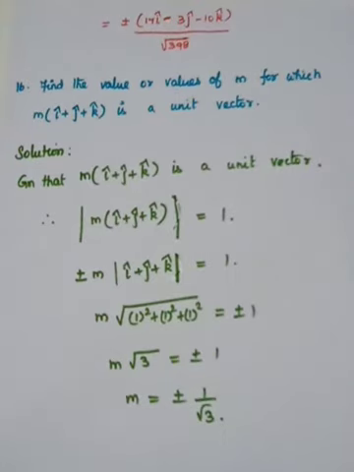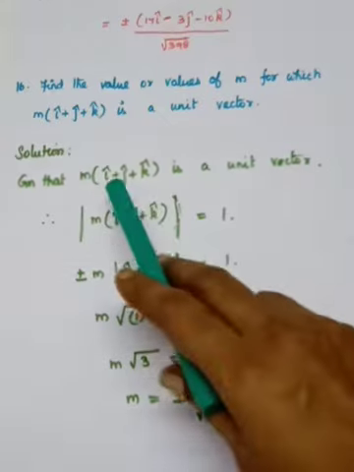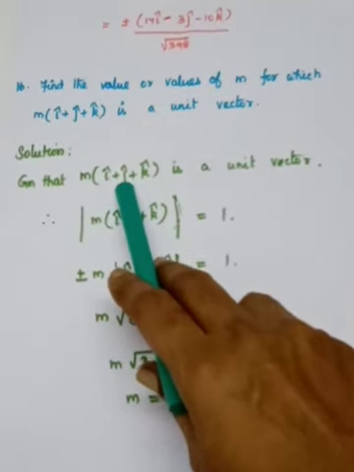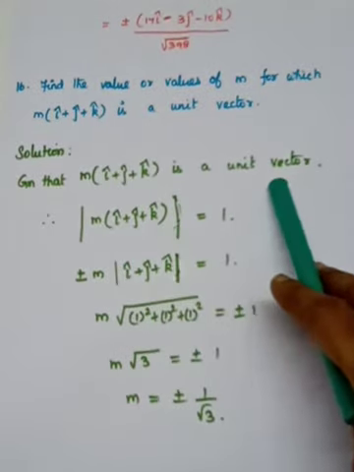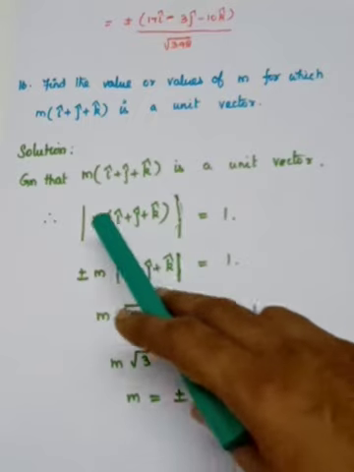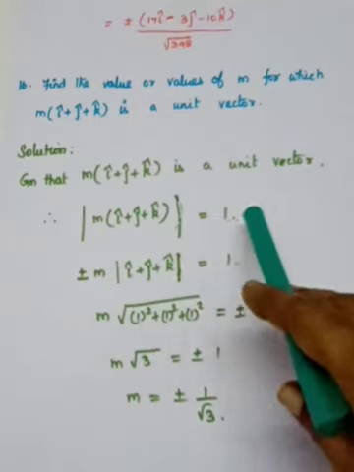Okay, so the 16th one. Find the value or values of m for which m into i cap plus j cap plus k cap is a unit vector. So if this vector is a unit vector, find the value of m. What is given is that this vector is a unit vector. Unit vector means whose magnitude is 1. So the modulus of this vector is equal to 1.